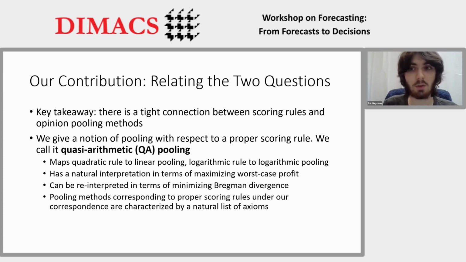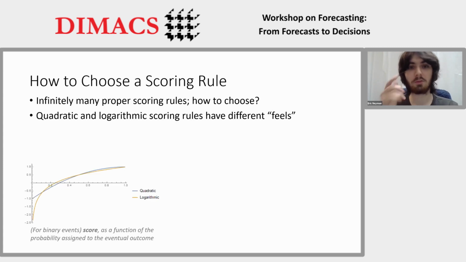So I really want to tell you what this definition is. But first, I want to motivate it by talking a little bit about how to choose a scoring rule. There are infinitely many proper scoring rules. How do you choose one? Specifically, let's say that you want to decide whether to use the quadratic or logarithmic scoring rule. Intuitively, they feel pretty different. For instance, the log scoring rule goes off to negative infinity, as you see here on the left.